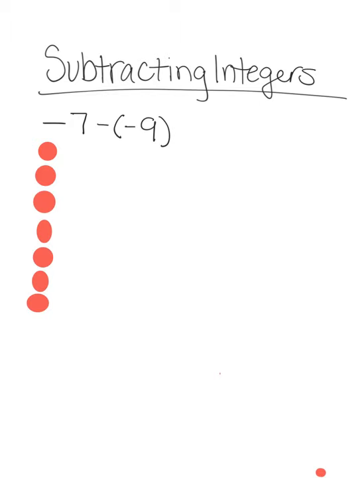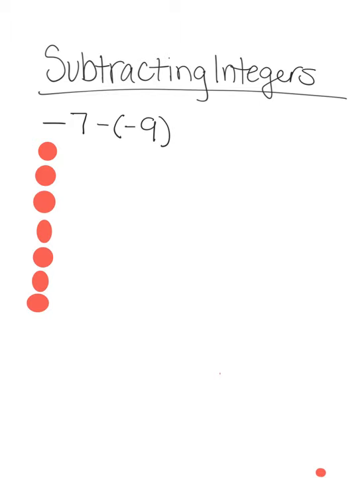So you'll notice my problem here is -7 minus -9. And if you recall from just subtraction that we learned in elementary school, we know that subtraction is takeaway. So if I'm starting with 7 negatives, which are my red counters right here along the side, my problem is saying that I'm going to take away 9 negatives. But you'll see that I don't have 9 negatives.